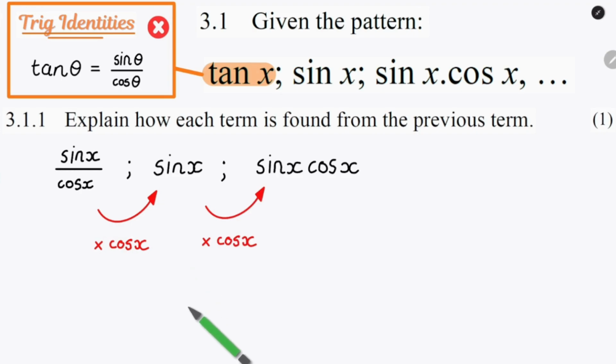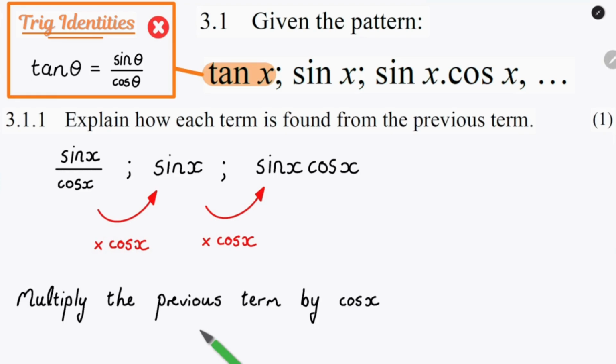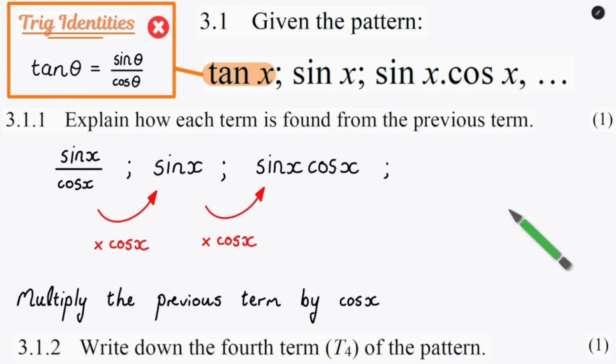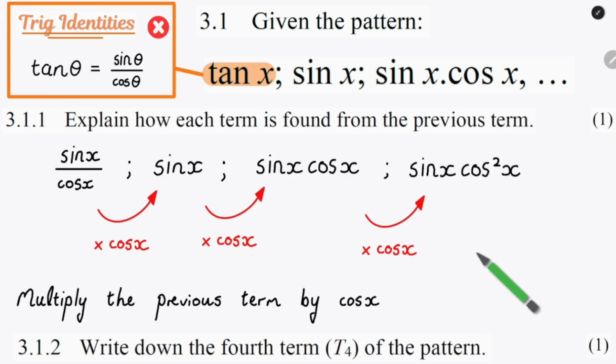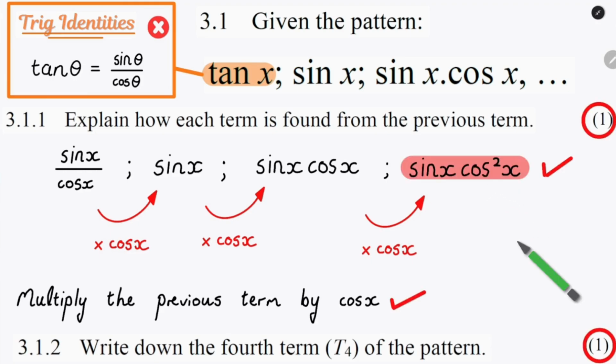So if we had to explain how we found a new term with the previous term, we just multiply the previous term by cos x to get the new term. And to wrap this question up, we need to write down the 4th term of the pattern. So to do that, we come back to our pattern. We're just going to multiply by cos x yet again, and we get sin x cos squared x. And your 2 marks in this question come from each answer to each question.